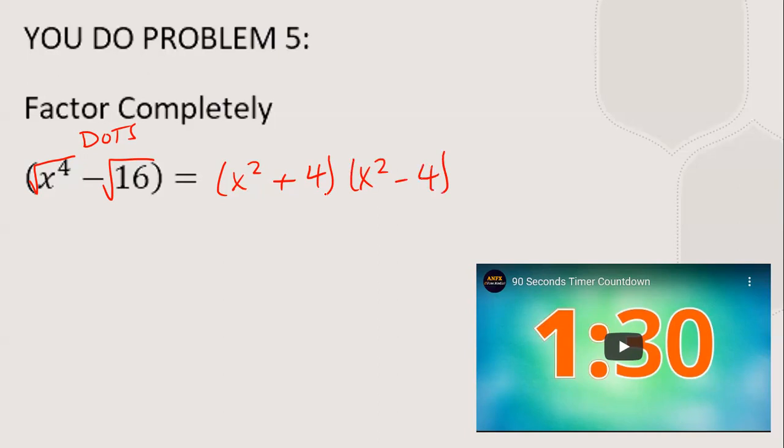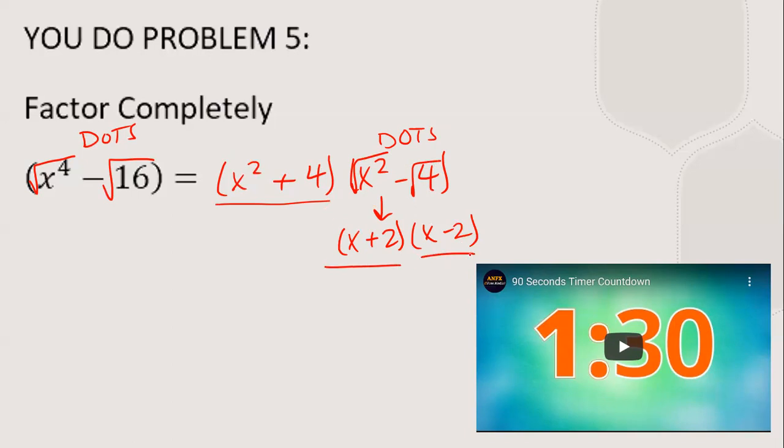Okay, this one's done, right? Is this one done? No, it can be broken down again because it's another difference of 2 squares. It's a dots problem. So square root of x squared is x. Square root of 4 is 2. I have a positive and I have to have a negative. So my final answer should be x squared plus 4 times x plus 2 times x minus 2. And that is your difference of 2 squares for a quartic.